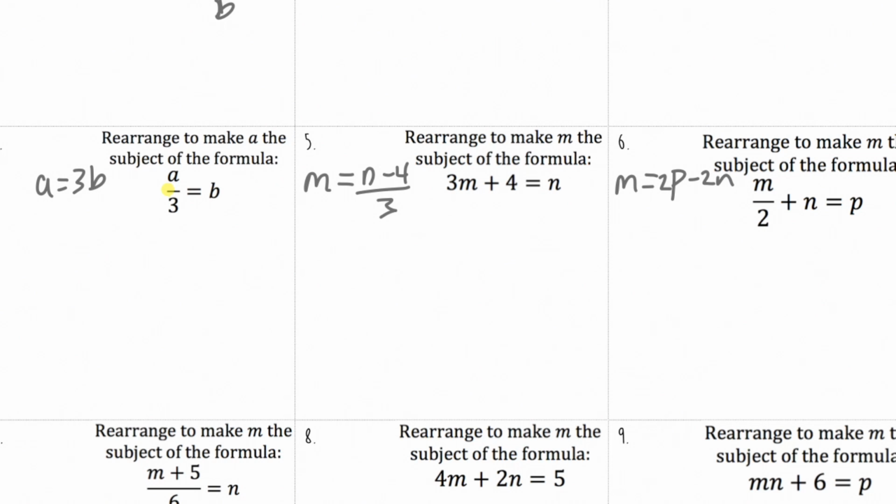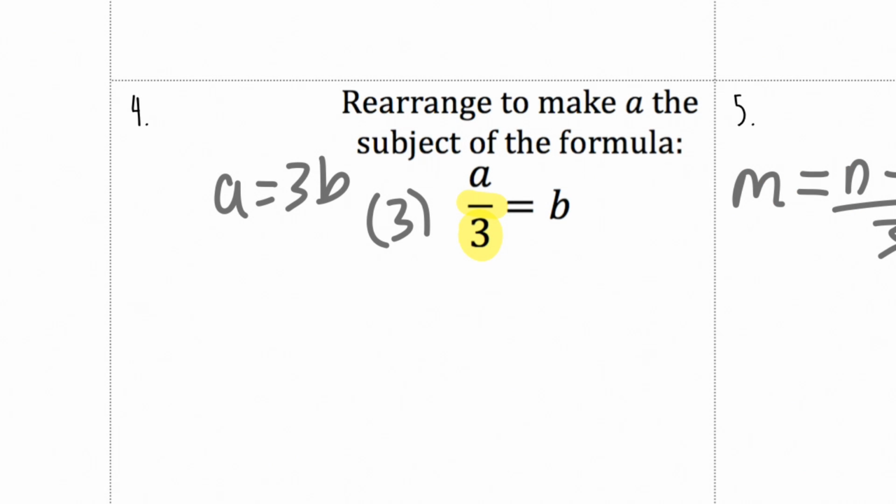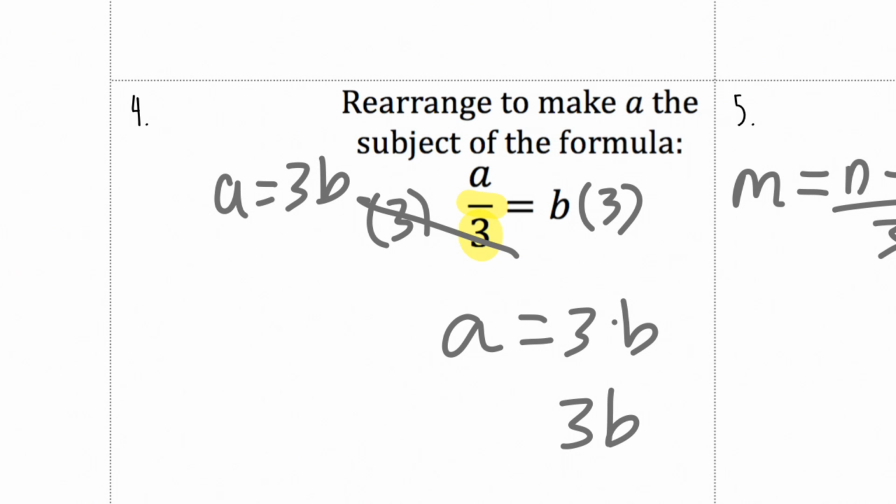Okay, so remember we are identifying what is happening to the variable and how do we undo that. So in this problem, what is happening is we're dividing by 3, and the opposite of dividing by 3 is multiplying by 3. So we take both sides of the equation and we multiply by 3. When we do this, this cancels out, and we're left with A equals 3 times B, which we can just write as 3B, and that's our final answer.